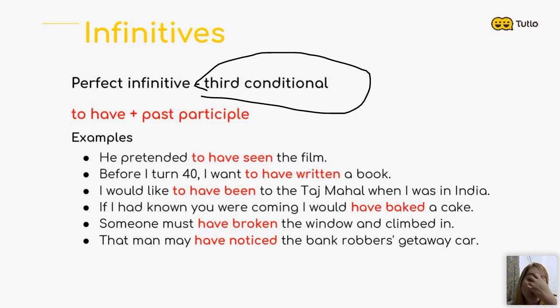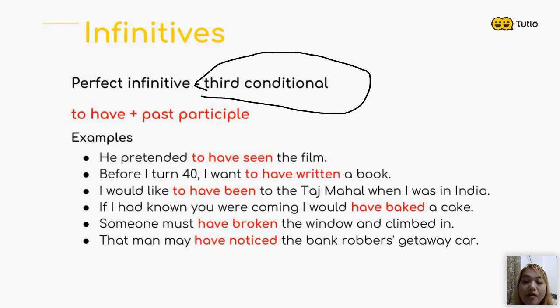So as you can see, even though we are talking about third conditional, like for example, if I had known you were coming, I would have baked a cake, even if we say that perfect infinitive is most commonly found in third conditional, not all the time. We can also find them in some other sentences, just like what we have here in the example. He pretended to have seen the film. Yeah, this is perfect infinitive. So you have the word to and have plus the past participle of the verb.